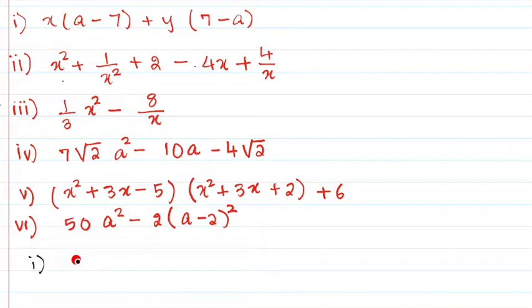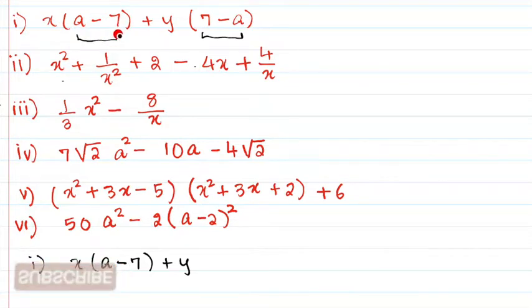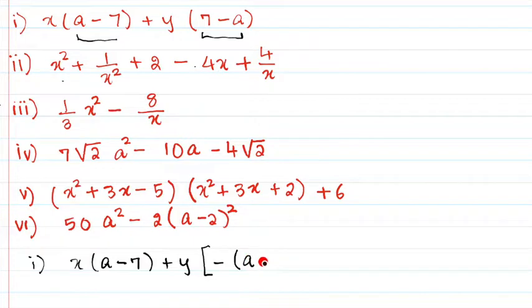Our first question has here the order of the terms opposite. Instead of a minus 7, it is 7 minus a. So we will take out minus sign common and we will write over here a minus 7. Whenever there is order opposite, this is what we have to remember. Okay, so if you open this bracket, see we get minus a and plus 7. So it's the same as this, right?